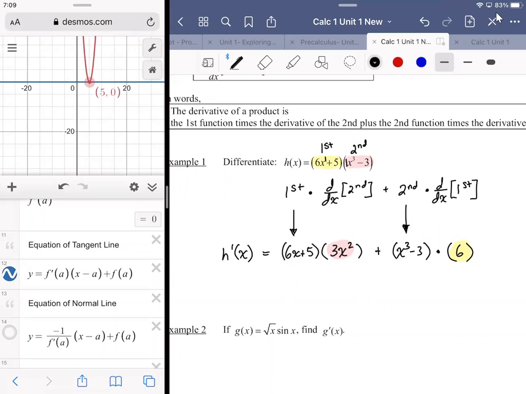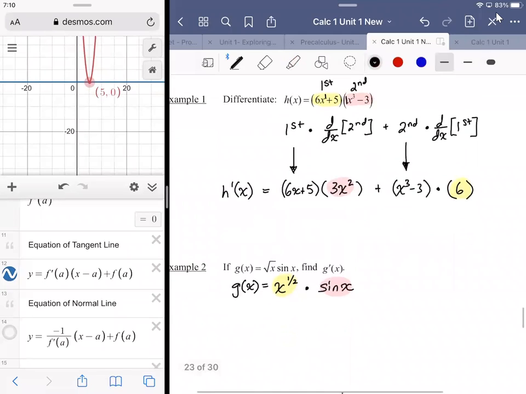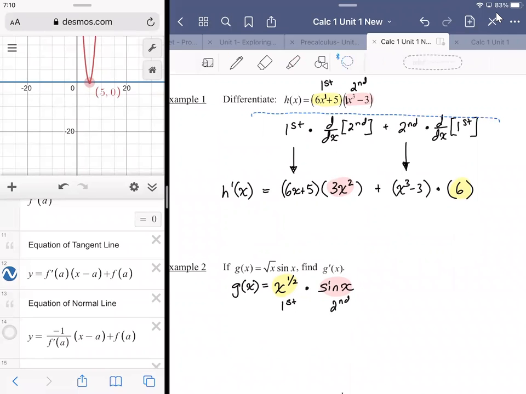All right. Second example, I'm just going to accentuate the product here and rewrite that radical as an x to the 1/2. We have our two pieces, and by pieces I mean factors. Factors of a product. This is my first function, this is my second function. Again, same structure. Nothing changes.